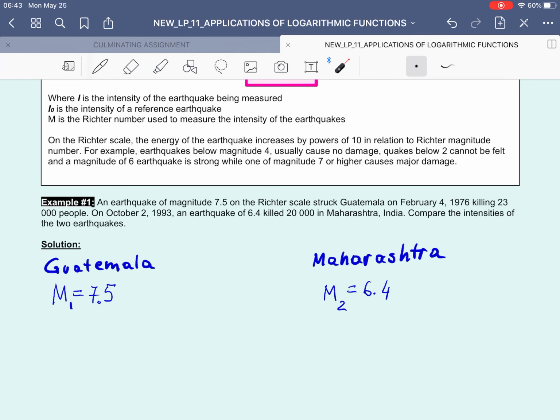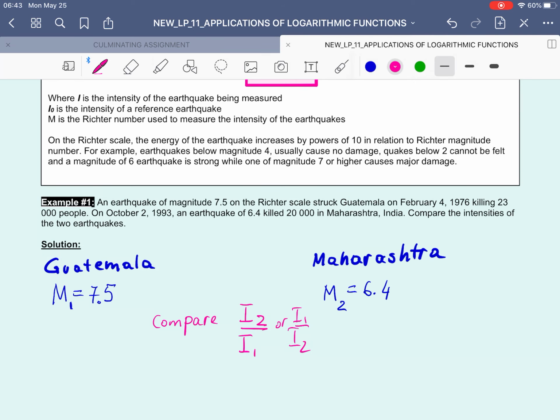So anyway, we're going to move on to rereading the problem and trying to make more sense of what we're given and what we're asked to find. We want to compare the intensities of the two earthquakes. And remember that when we use the word compare, it means that we need to find the values I2 over I1 or vice versa, so I1 over I2.